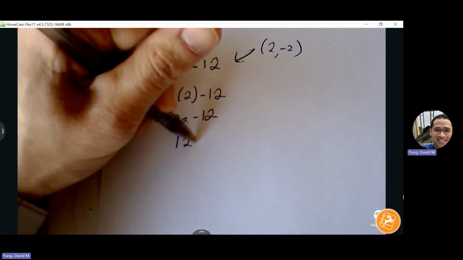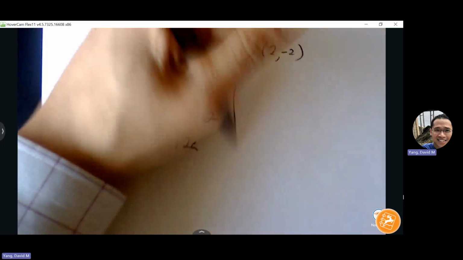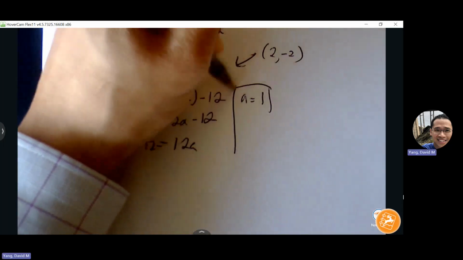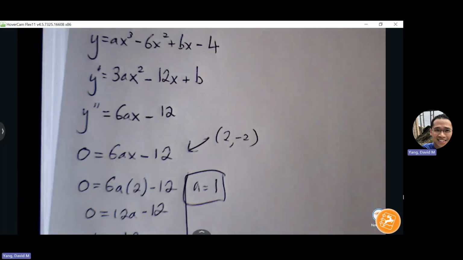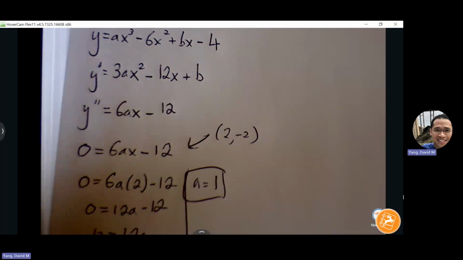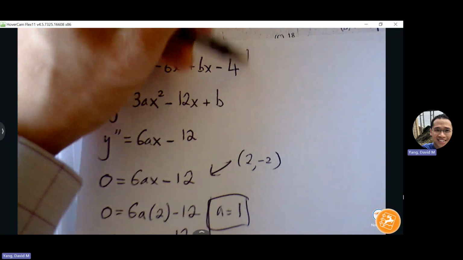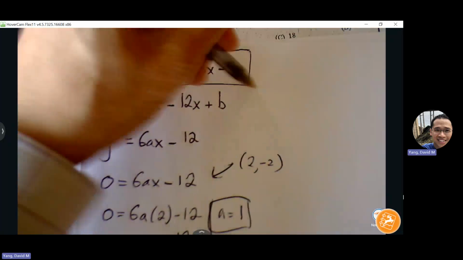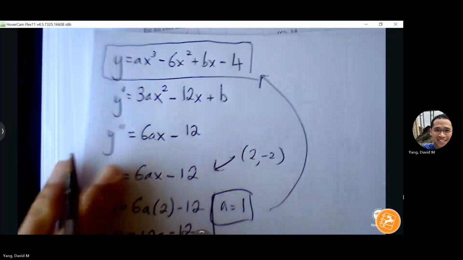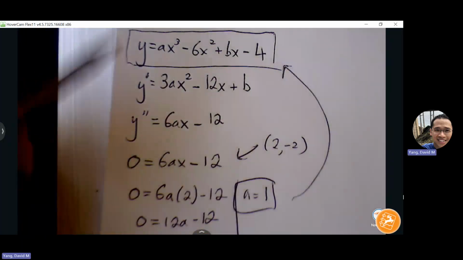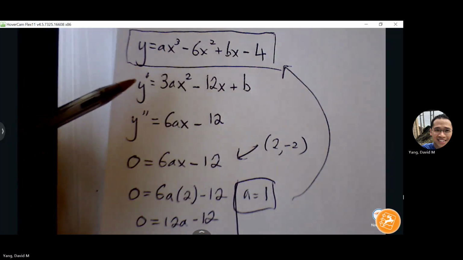So 12a equals 12. What's a equal to? 1. All right. Now, we really can't work with y prime because they don't give us any information about y prime, but they do give us information about the ordered pair. So why don't we go back to the original function? And how can I solve for b now that I have my a value?